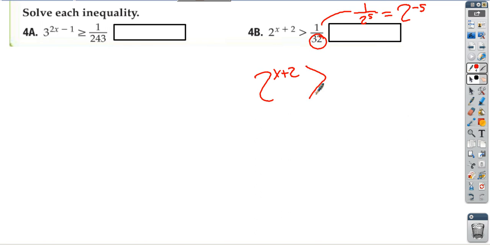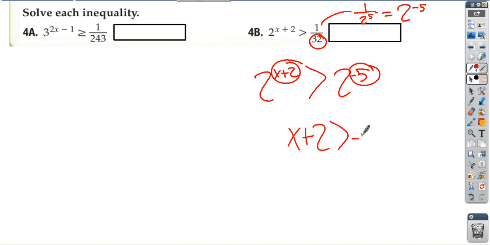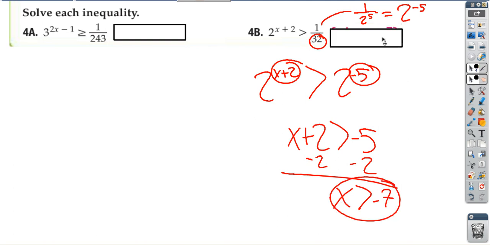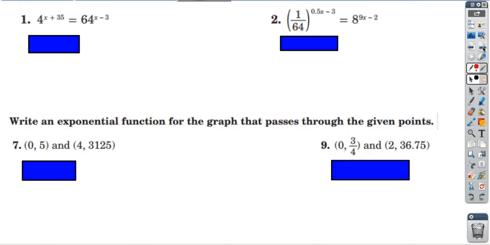Okay, so that is greater than 2 to the negative 5. That means this must be greater than negative 5. So that's exactly what we will solve for. And right here we get x is greater than negative 7. And that should be our answer, and it is. That's just called set builder notation, so a different way of writing x greater than negative 7.